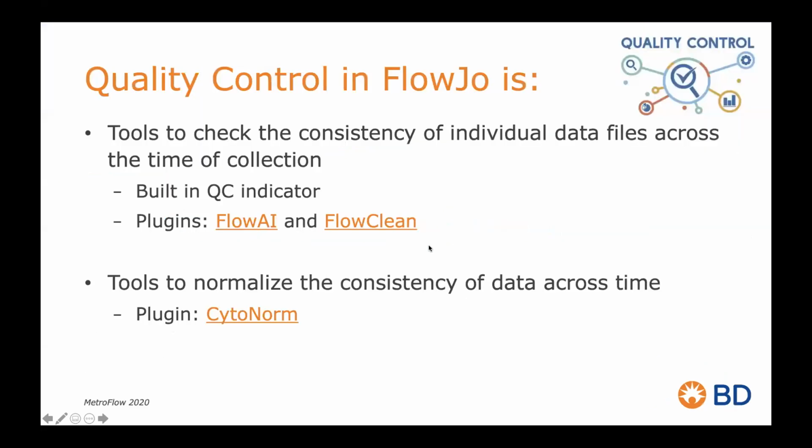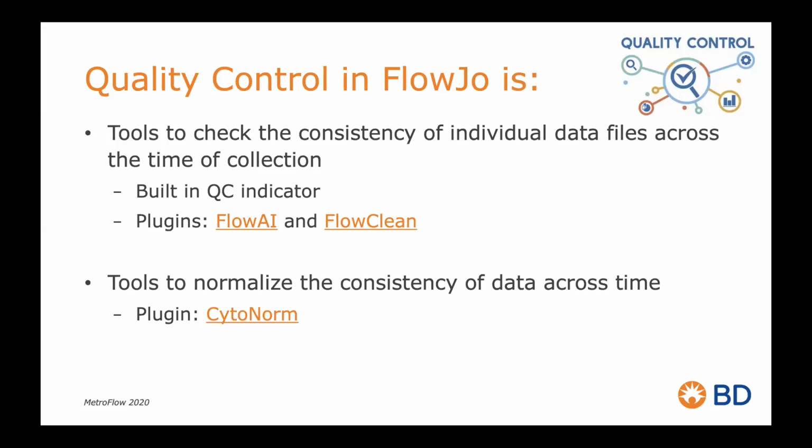Okay, so when I say quality control in FlowJo, what do I mean? Because it has to be post-acquisition, of course, and there's a lot of quality control one might do in cytometry. What we do in FlowJo afterwards is to check for the consistency of your individual data files across the time of collection. And we can also look to try to normalize the consistency across different data points within a larger study.